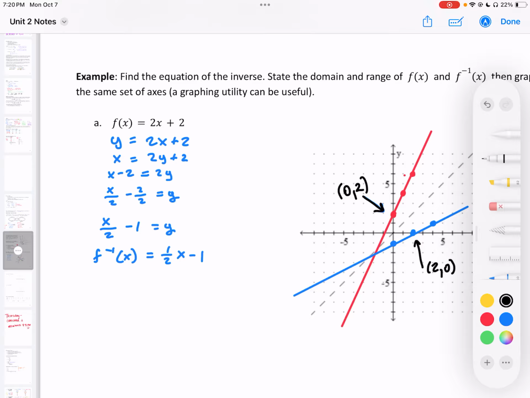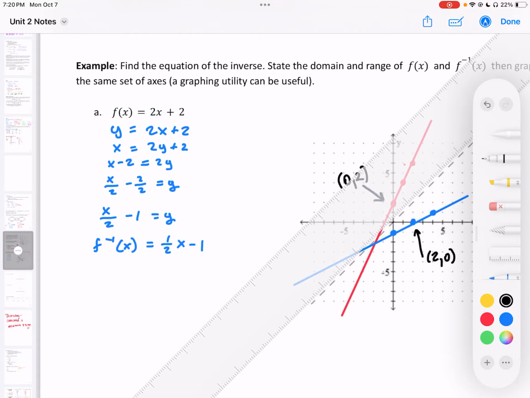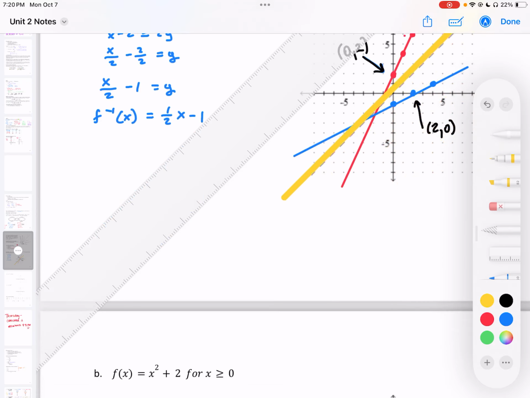That works every single time. Notice that this dashed line is what they are reflecting over. That is the y equals x line. Whoops, meant to do that in yellow. It's not quite even. Move that down slightly. It's called the identity function.